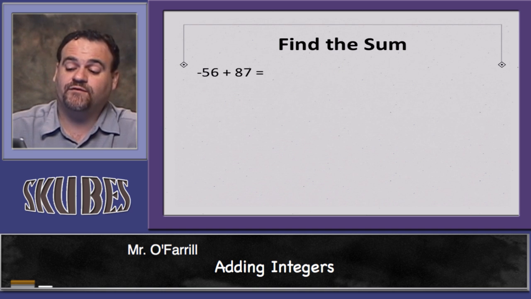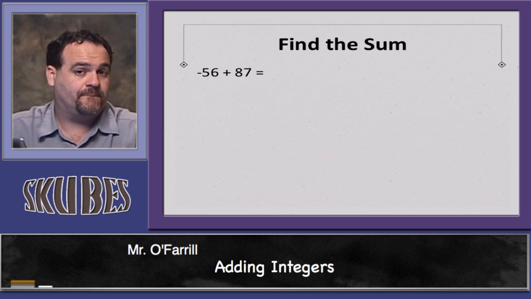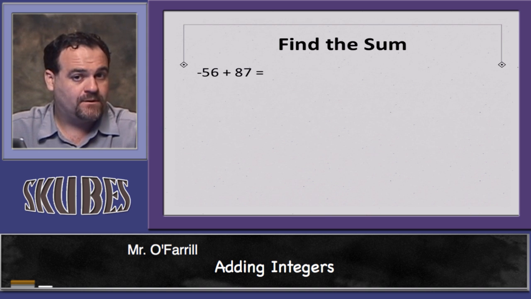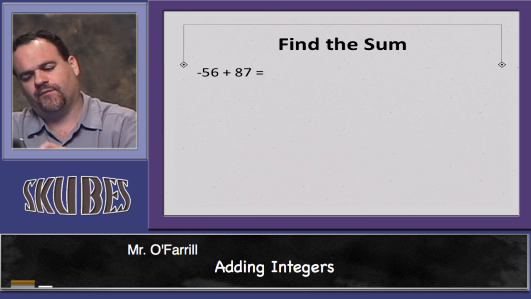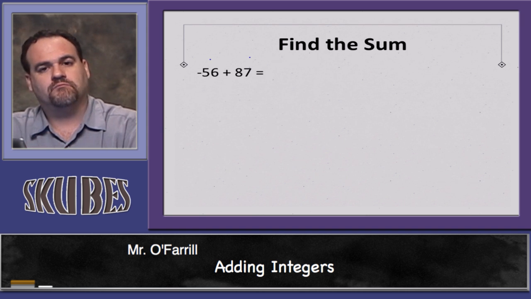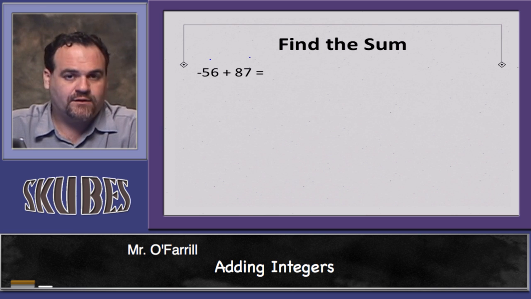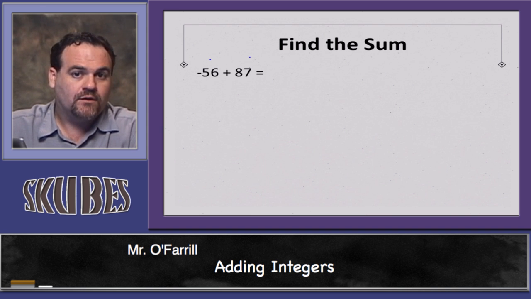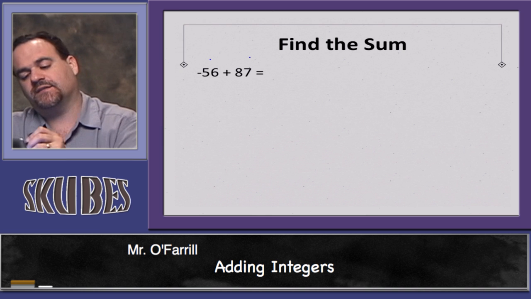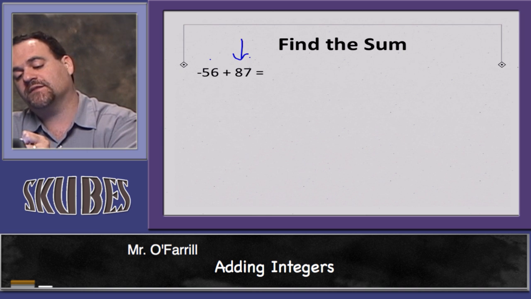Our next example is negative 56 plus 87. Are the signs the same or different? They're different. So we're going to be subtracting these numbers. Which one's the bigger number? Well, ignoring the sign, 87 is a bigger number than 56, or 87 has a larger magnitude than negative 56. And since 87 is a positive number, we know that the answer is going to be positive.